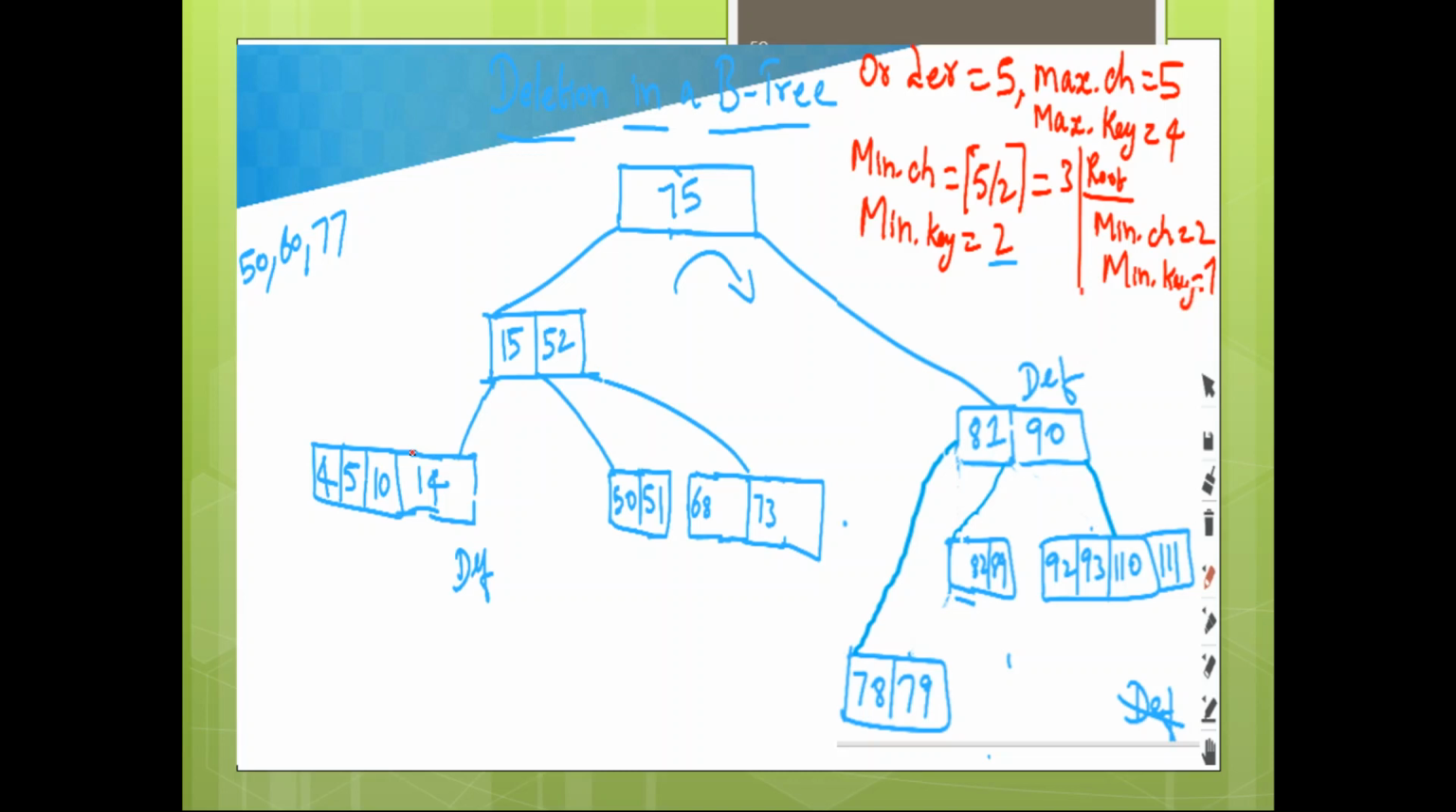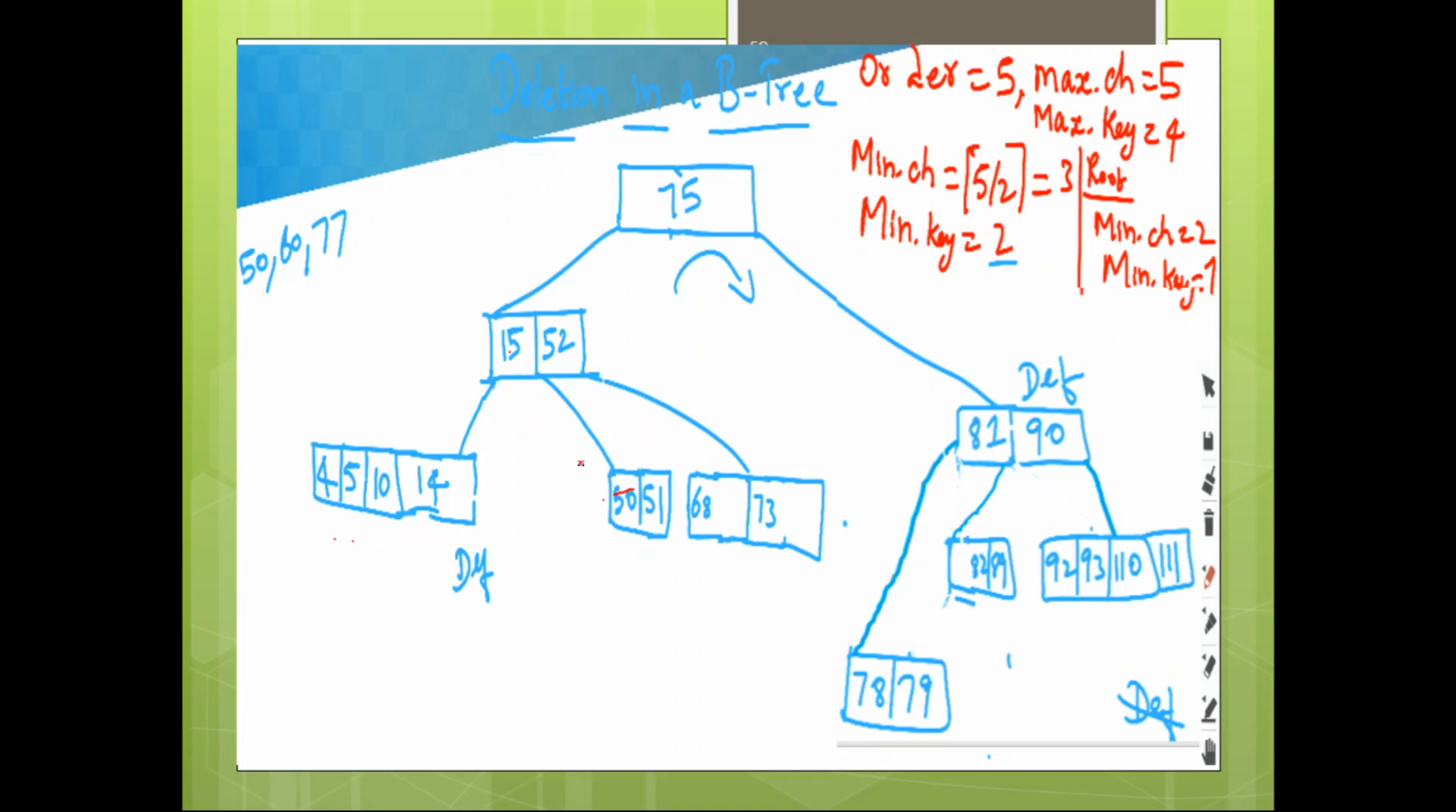If you delete 50, where is 50? 50 is less than 75, greater than 15 and less than 52, so it's here. If you delete 50, it's in a leaf node so you can delete, but this node will become deficient. Can it borrow from its right sibling or left sibling? Yes, it can borrow from the left sibling.